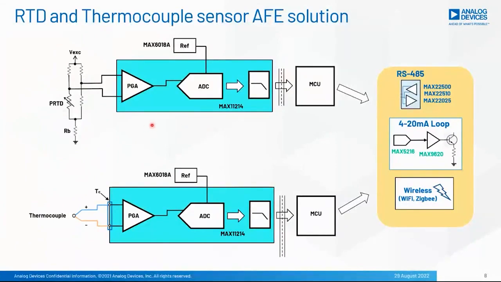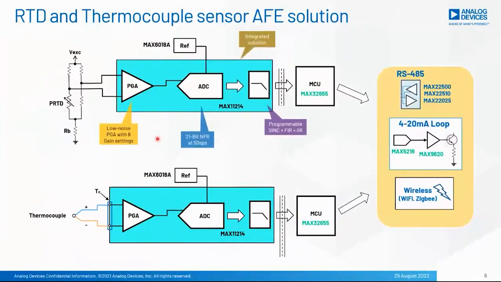In this case, we have used MAX11214 along with MAX6018A, which is our micropower precision reference. MAX11214 is a 24-bit sigma-delta ADC integrated with a low-noise PGA and programmable digital filters. The data is collected and processed by the MAX32655 MCU, which is a low-power ARM Cortex-M4 MCU, and transferred to the host controller, or PLC, via RS485, 4-20 milliamp, or wireless interfaces like Wi-Fi, ZigBee, etc. Some of these interfaces will be discussed later.